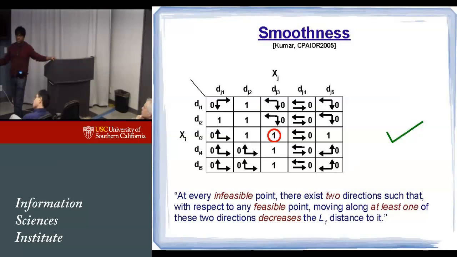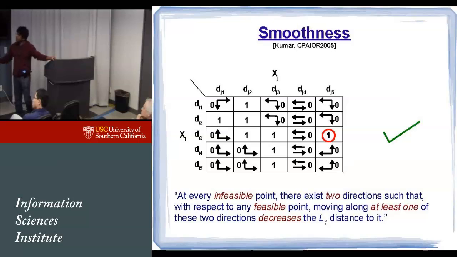Manhattan distance between which two? Between the point that you're considering, whichever one you keep in mind, and the 0 that we're talking about. So at this 0, for example, I'm comparing this position and that position. If I move in this direction, I get closer to this one, although the other direction takes me away from you. But that's fine. At least one of the two directions should bring me closer to you.